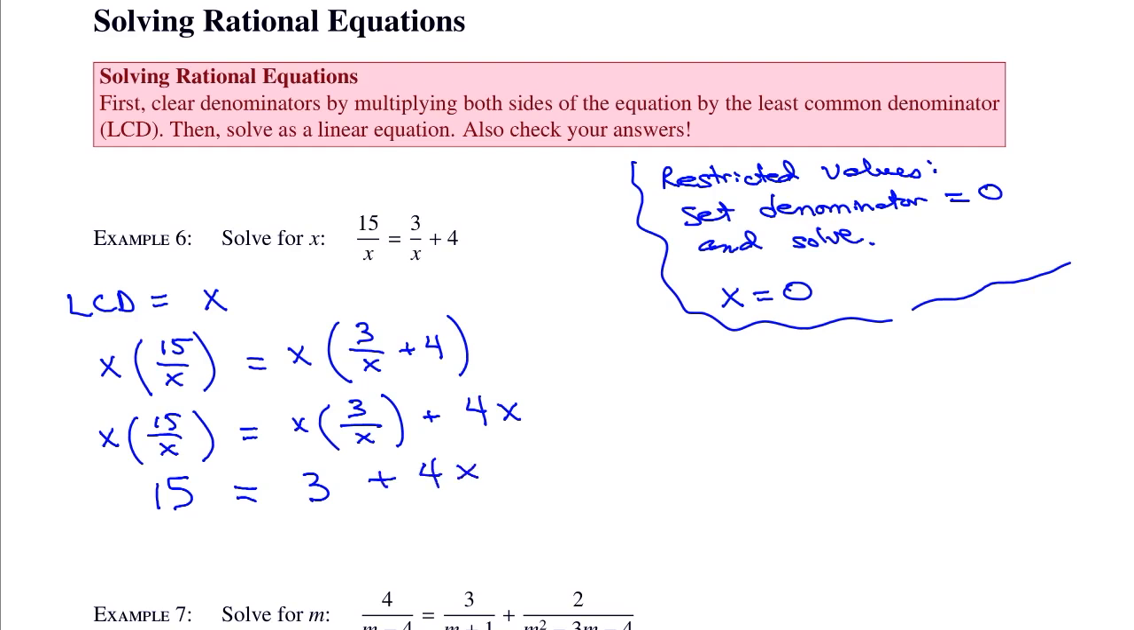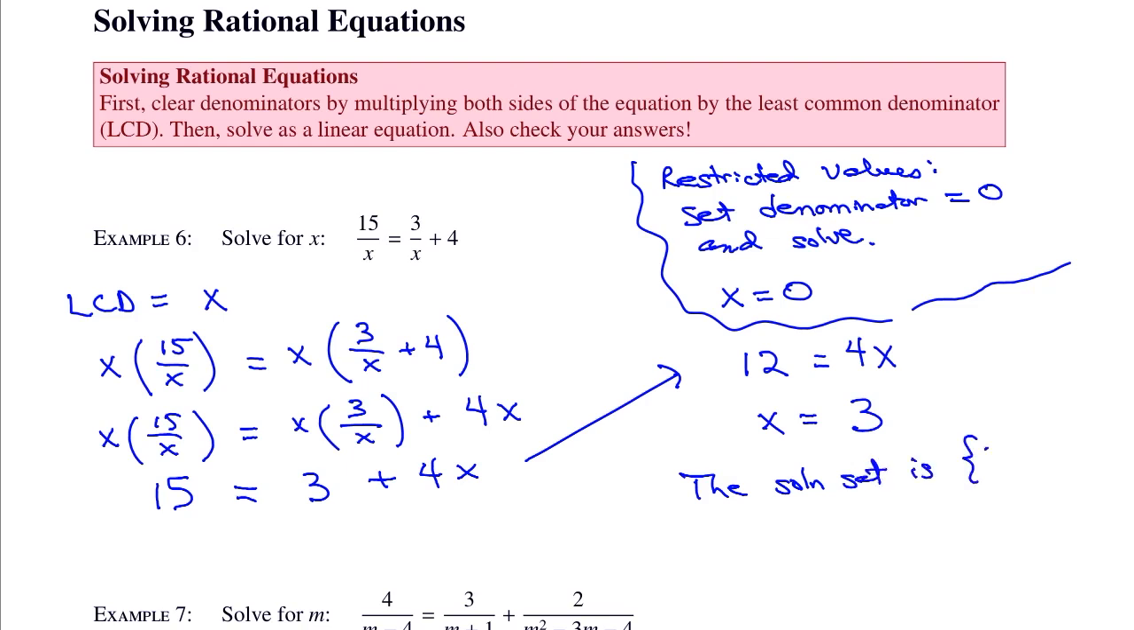Moving the 3 to the other side, we get 12 is equal to 4x. Divide both sides by 4, and we get x is equal to 3. 3 is not one of the restricted values, so we put that in the solution set. The solution set is the set 3.